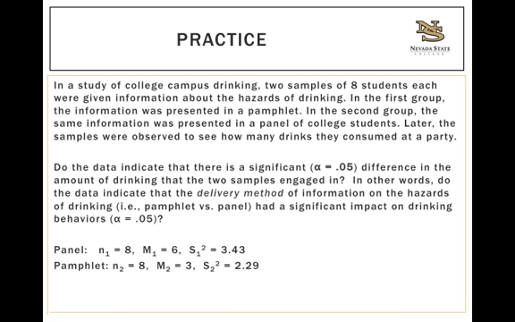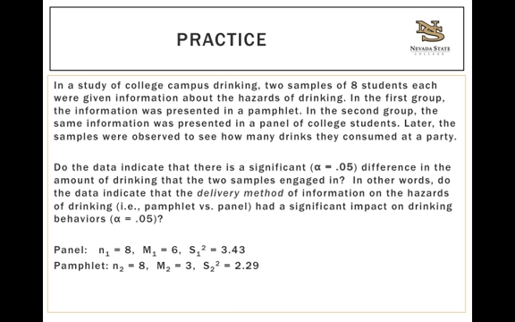Okay, so our next problem has to do with college campus drinking, which a lot of campuses are very interested in. So let's say that in a study of college campus drinking, 2 samples of 8 students were given information about the hazards of drinking. In the first group, the information was presented in a pamphlet. In the second group, the same information was presented in a panel of college students. Later, the samples were observed to see how many drinks they consumed at a party. So we'll go ahead and assume that there was a research assistant who was on the sly, counting how many drinks they had at said party.